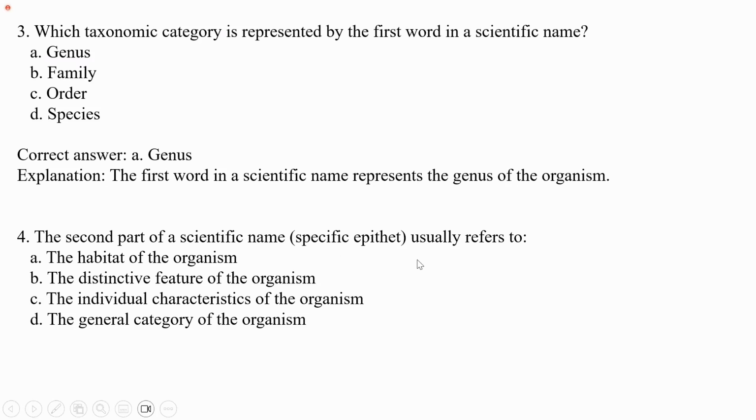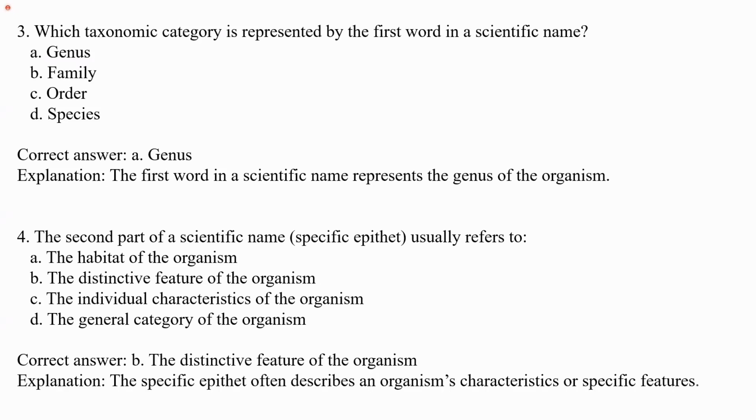Similarly, the second part of a scientific name, the specific epithet, usually refers to what? Does it represent the habitat of the organism, the distinctive feature, the individual characteristic, or the general category of the organism? We know that at the species level, we talk about the distinctive feature. So the specific epithet often describes the organism's distinctive feature, its characteristic or specific features.